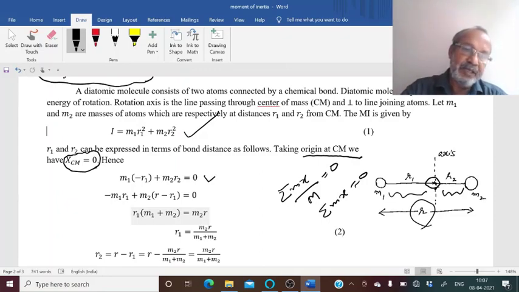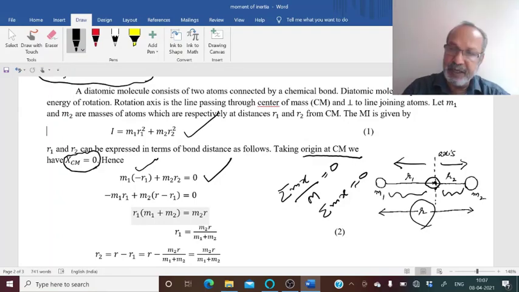So I have written here m into minus r1, actually m1 into minus r1, because if this is the origin, the distance towards the left will be negative and the distance towards the right will be positive. So m1 into minus r1 plus m2 into r2 is equal to 0, and this r2 can be written as r minus r1. So that is substituted here. So r2 is eliminated from this equation.